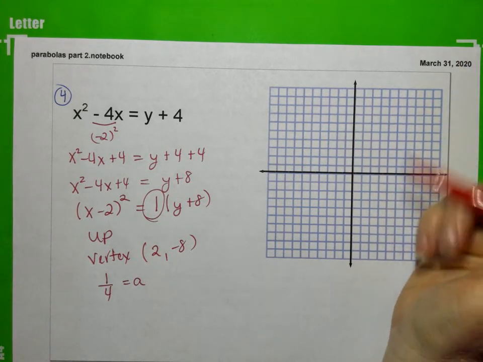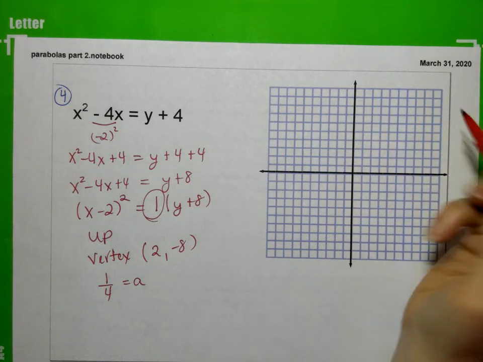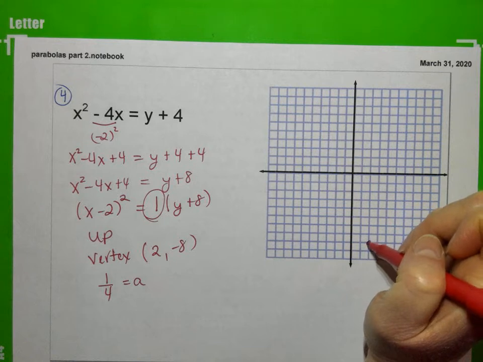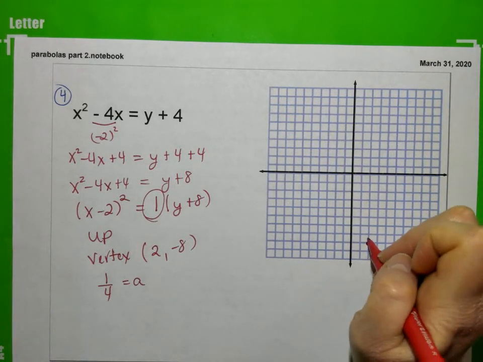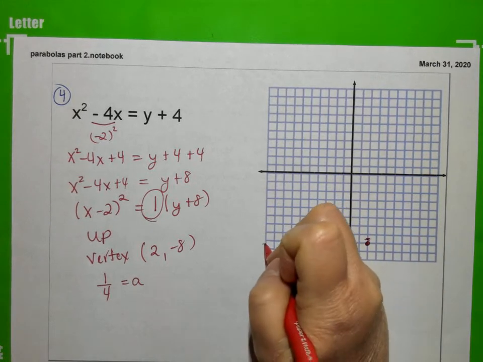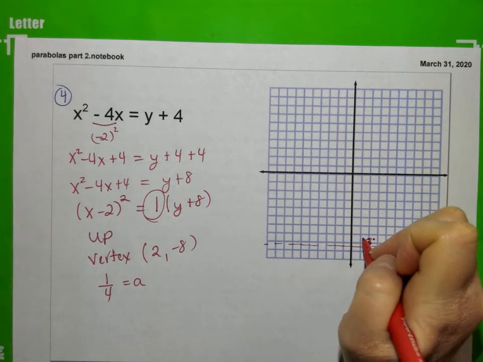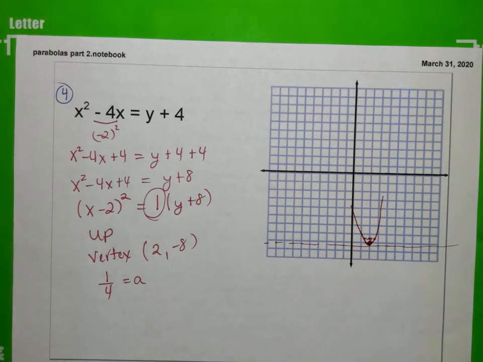So I'm going to count a little differently here. I'm just going to do it. Here we go. 2 over and 8 down puts me right there. There's my vertex. It says I need to go up 1/4 and down 1/4. Wow, this one's really skinny. I double that to get a 1/2, and my parabola is like that. Wow, that's pretty crazy. Pretty crazy if you ask me.